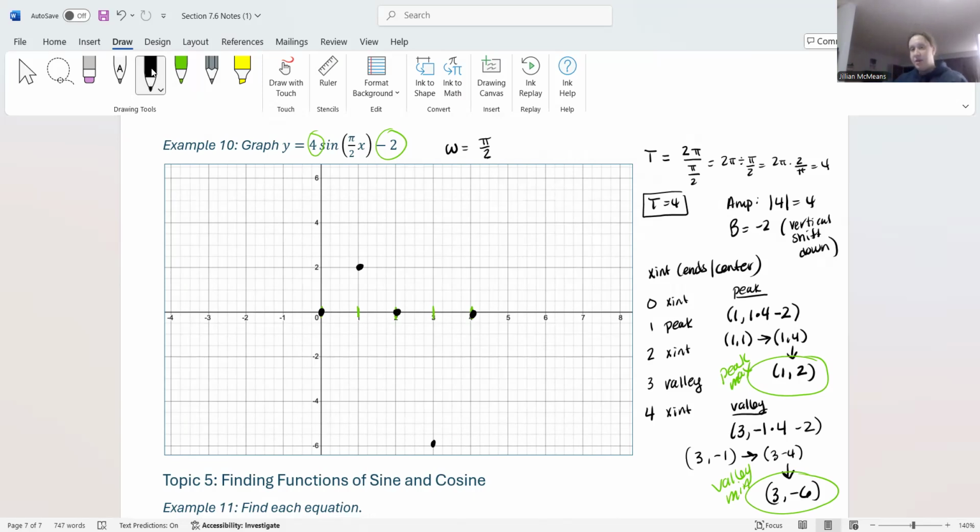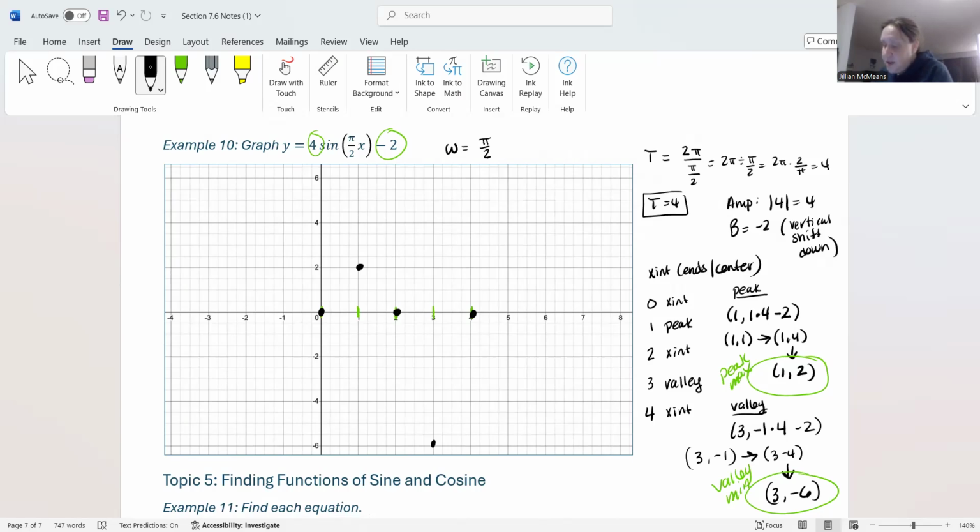Okay, now here's the issue. The x-intercepts we need to plot initially so we know where they're supposed to be, but x-intercepts also have to shift. I like to shift my x-intercepts at the end. That's my personal preference. You may want to do it differently. So let's look at our x-intercepts.